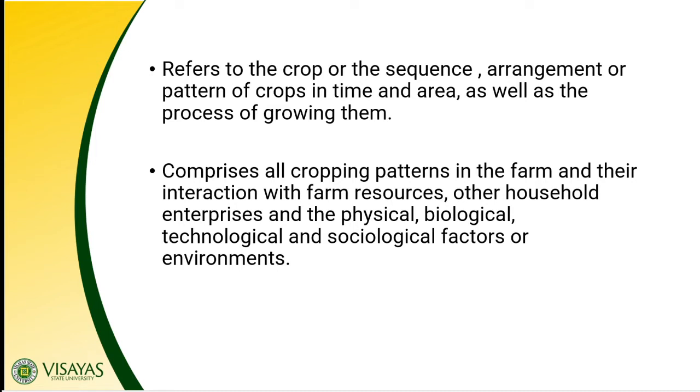Okay, the term cropping system refers to the sequence, arrangement, or pattern of crops in time and area, as well as the process of growing them. And it comprises all cropping patterns in the farm and their interaction with the farm resources, other household enterprises, and the physical, biological, technological, and sociological factors in the environment. So the cropping system involves all the activities in the farm as well as its interaction with the different components.